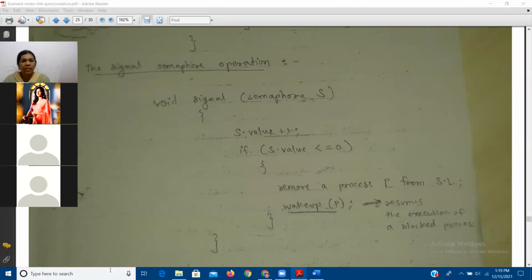So modified signal operation, you can note it down. Actually, we discuss these modified solutions, modified definitions, due to busy waiting. So this busy waiting is also called a spin lock.